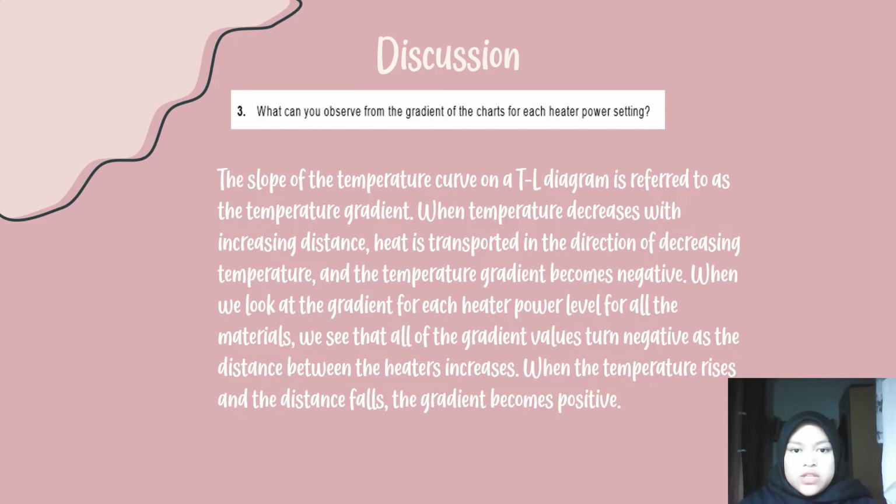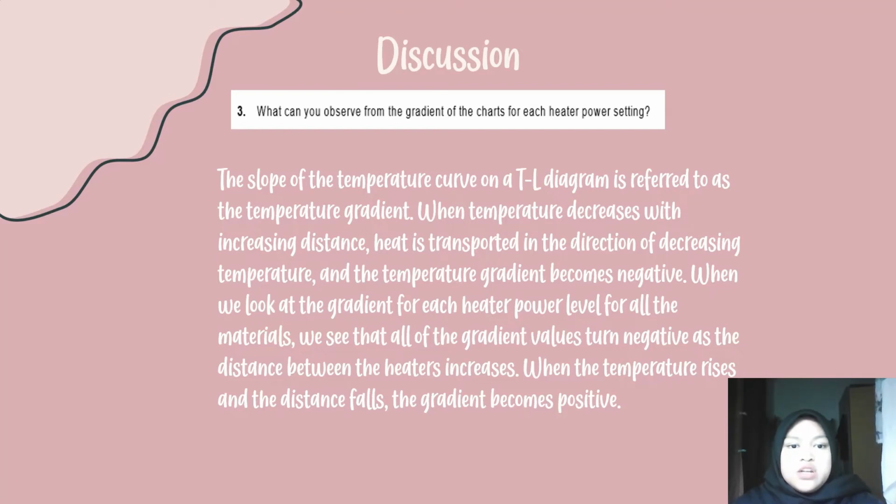So we will continue with discussion number 3. The question says, what can you observe from the gradient of the chart for each heat power setting? The slope of the temperature curve on a TL diagram is referred to as the temperature gradient.